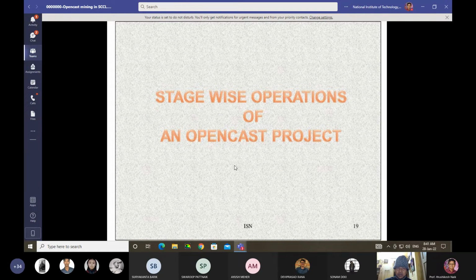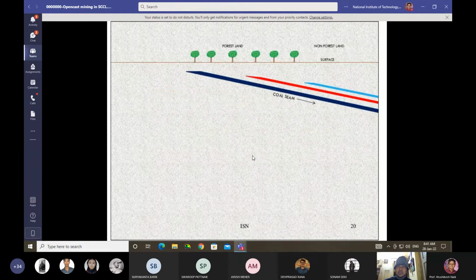Let us see the different stages of operations which are carried out in an open cast project. You see this diagram. This is the top surface, where trees and forest land are there. How many trees are there? 1, 2, 3, 4, 5, 6. On the surface, 6 trees are shown. This is forest land. And on the right side, non-forest land, the surface where people are living or doing cultivation.